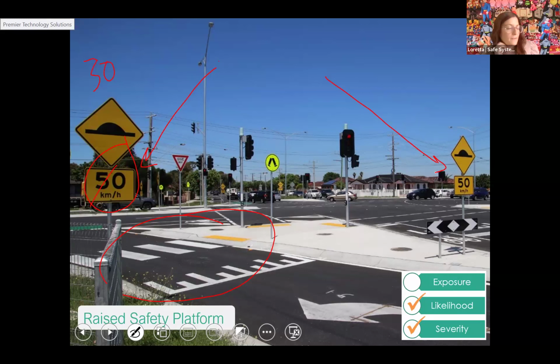Hey, Max, do you have a suggestion on what the best location is for a stop line near a raised platform? Yes.